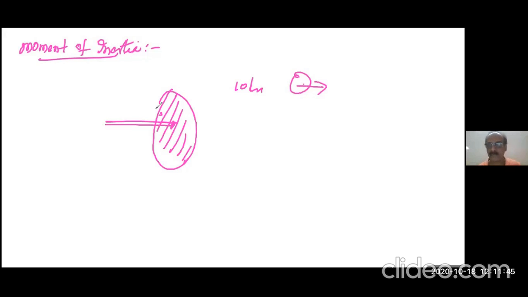Just think of moment of inertia as how long it stays rotating. That will tell you the moment of inertia. The more time it rotates, the more the moment of inertia. If it stops quickly, the moment of inertia is less. Now if the same thing has less mass, it will rotate more, right?